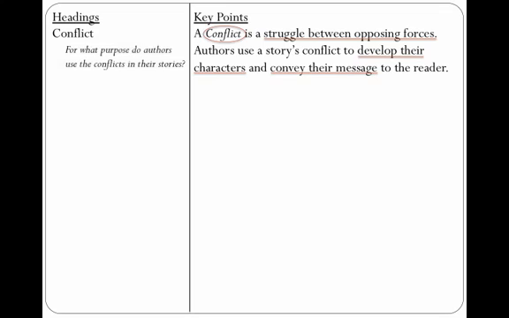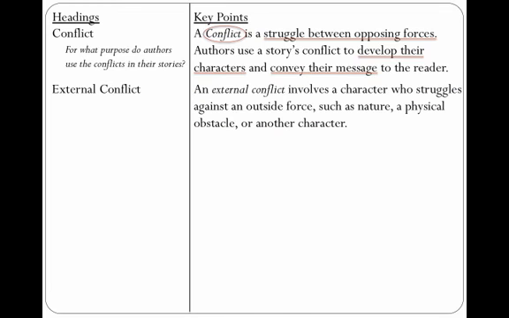Let's move on to our second heading, which is external conflict. An external conflict involves a character who struggles against an outside force, such as nature, a physical obstacle, or another character. A few annotations are now on your screen. And one question that you can use to study is provide 3 examples of external conflict.